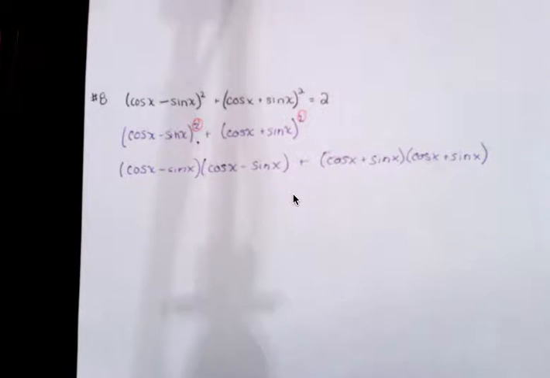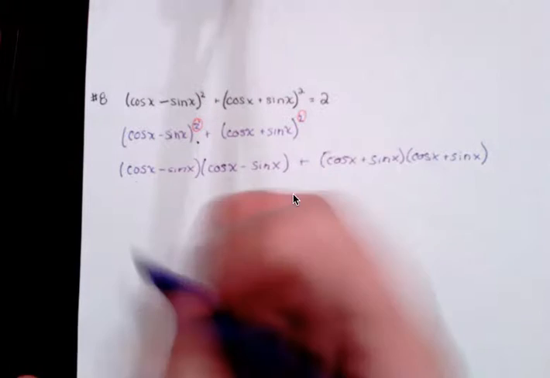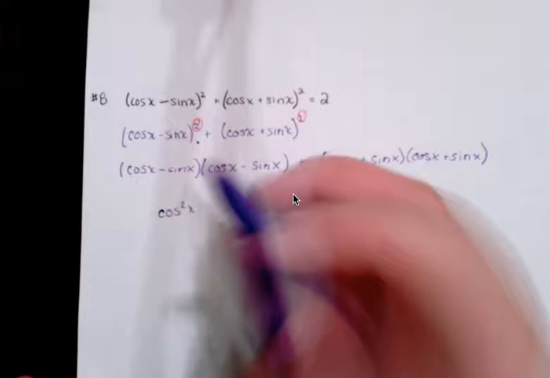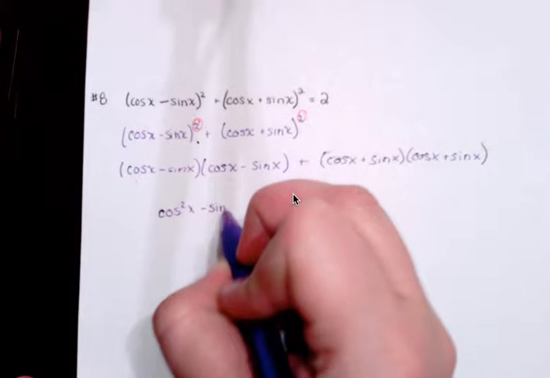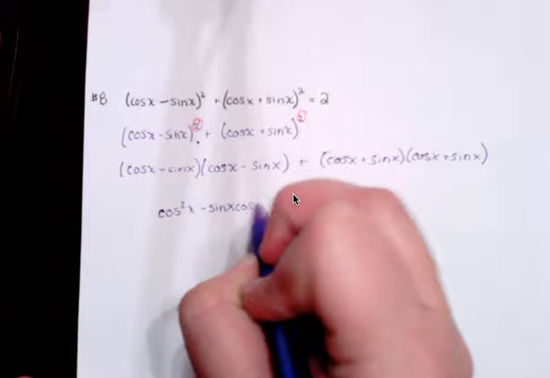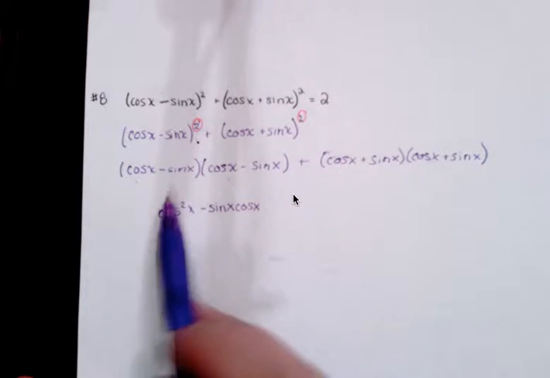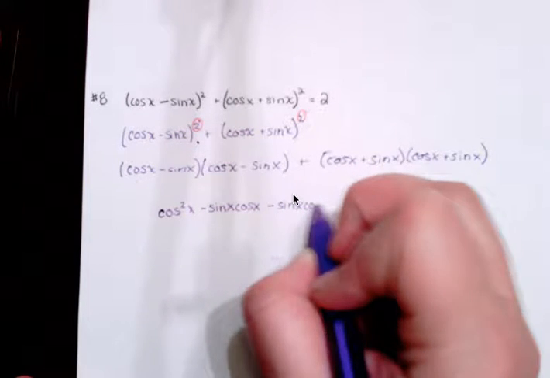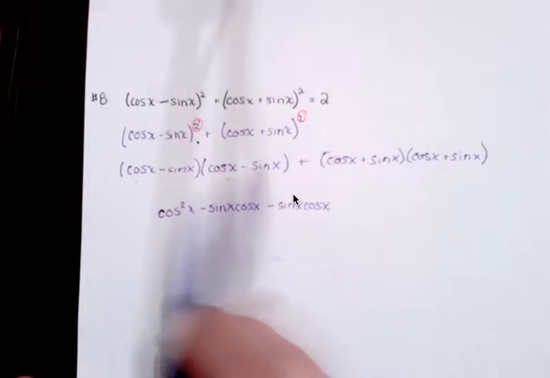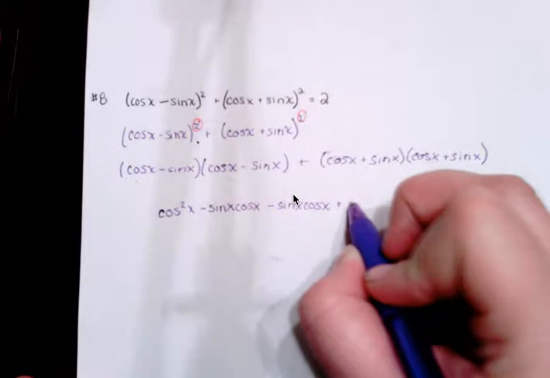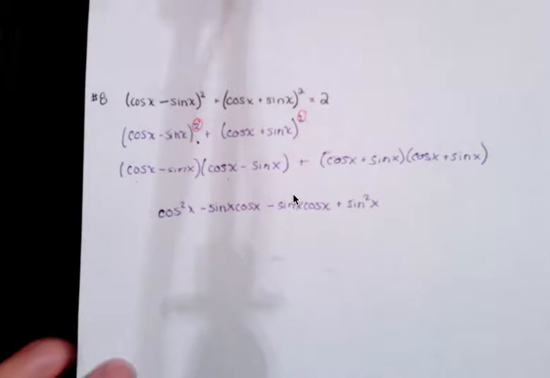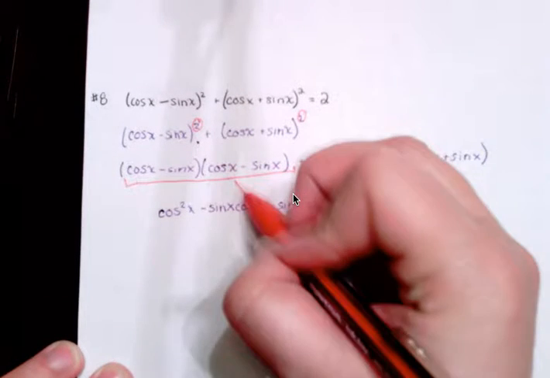So now I'm actually going to do the only other thing I have left, which is FOIL these out. Cosine times cosine would give me cosine squared. Cosine times negative sine is negative sine x cosine x. Negative sine times cosine is negative sine x cosine x. And then negative sine times negative sine is plus sine squared x. So that all just came from FOILing this part out.